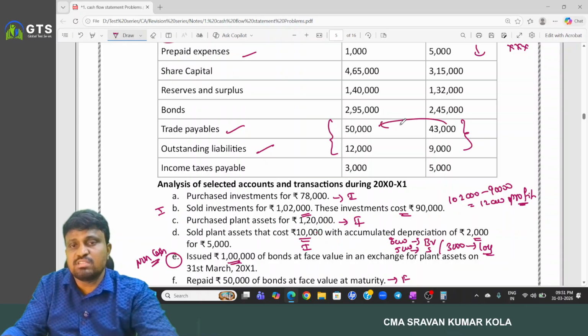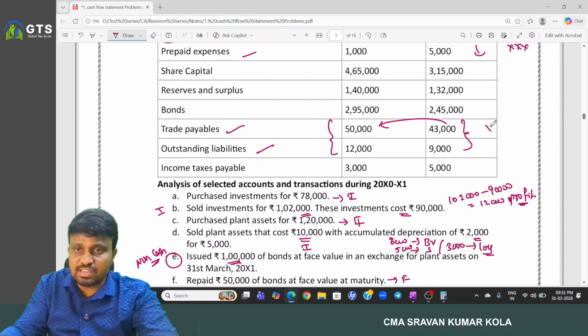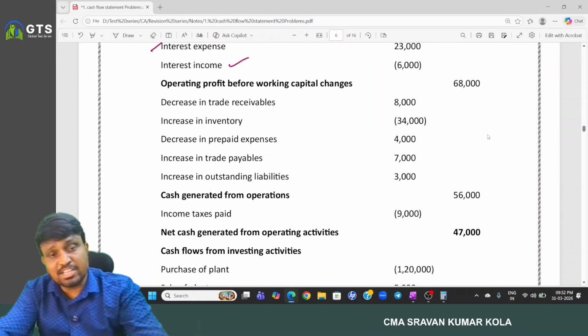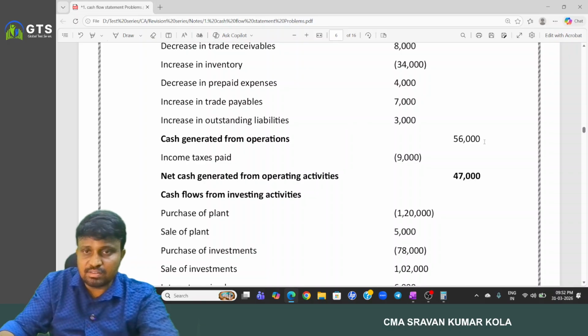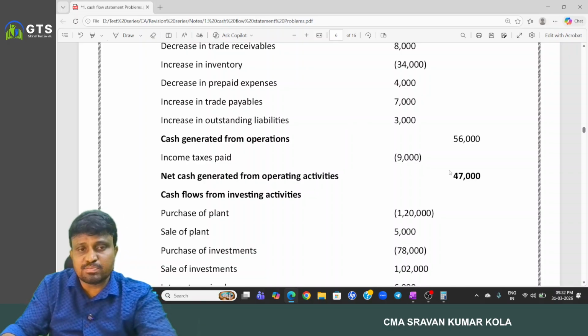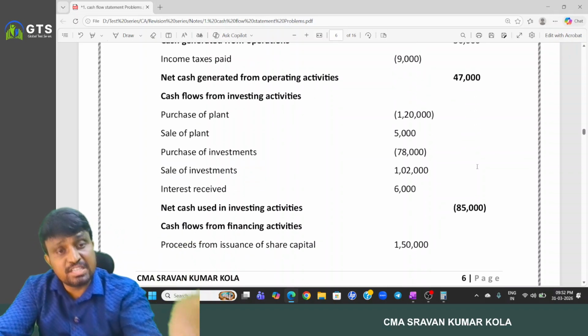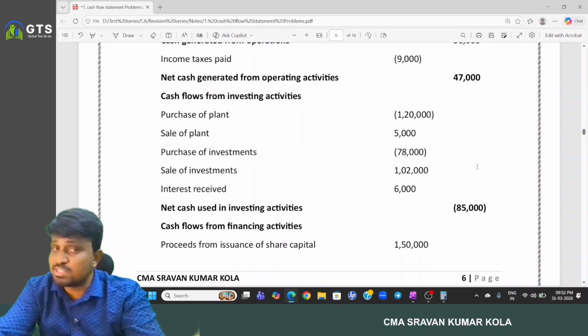So 43,000 minus 50, increase is there. Increase is an inflow, and 9 to 12, this is also an inflow. So those are considered. Income tax payable and cash are not considered. Then we have 56,000 income tax paid, then cash flows from operating activity. And coming to the investing activity, we have the purchase of land, sale of land, purchase of investment, sale of investment, and interest received also.